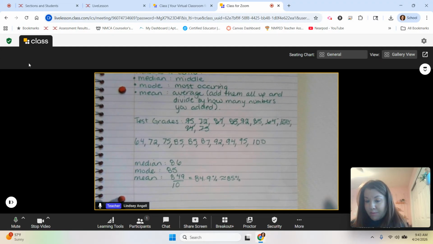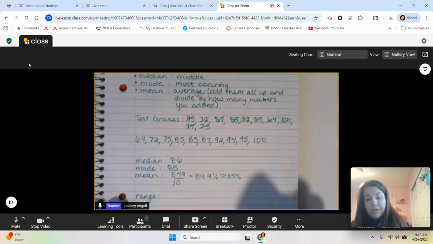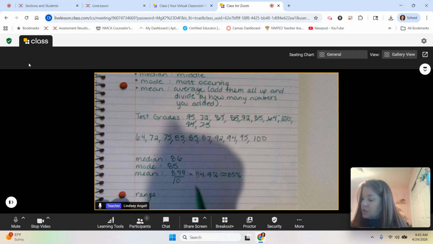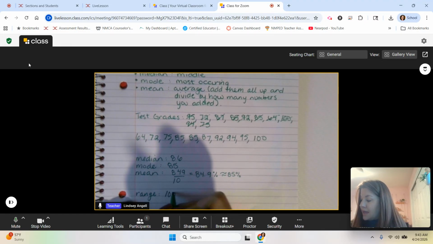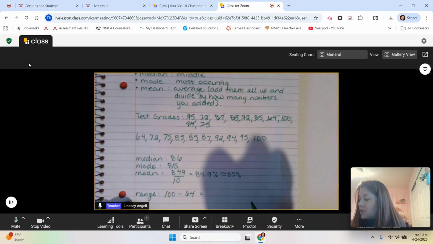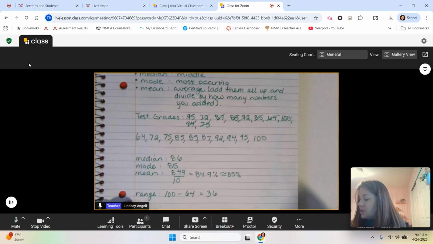Now, we're going to talk about range in a minute, but while we're at it, we might as well talk about it now. So range is like how much variability there is in the scores. To figure that out, you would take the highest number and subtract the lowest number, which is 100 minus 64, which is 36. So the range would be 36.